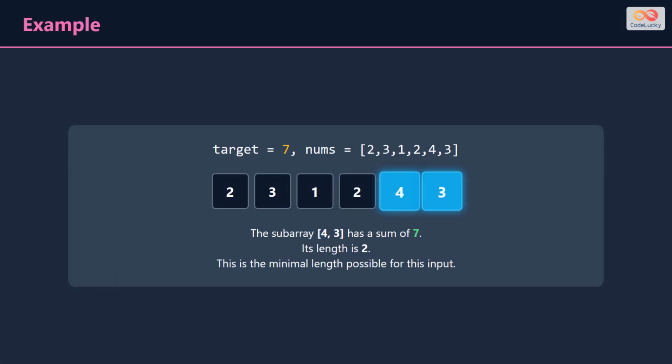Let's look at an example. Suppose our target is 7 and our array contains 2, 3, 1, 2, 4, and 3. A valid subarray is 4 and 3, which sums to 7. The length is 2. While the subarray 2, 3, 1, 2 sums to 8, its length is 4, which is not minimal. So the answer here is 2.